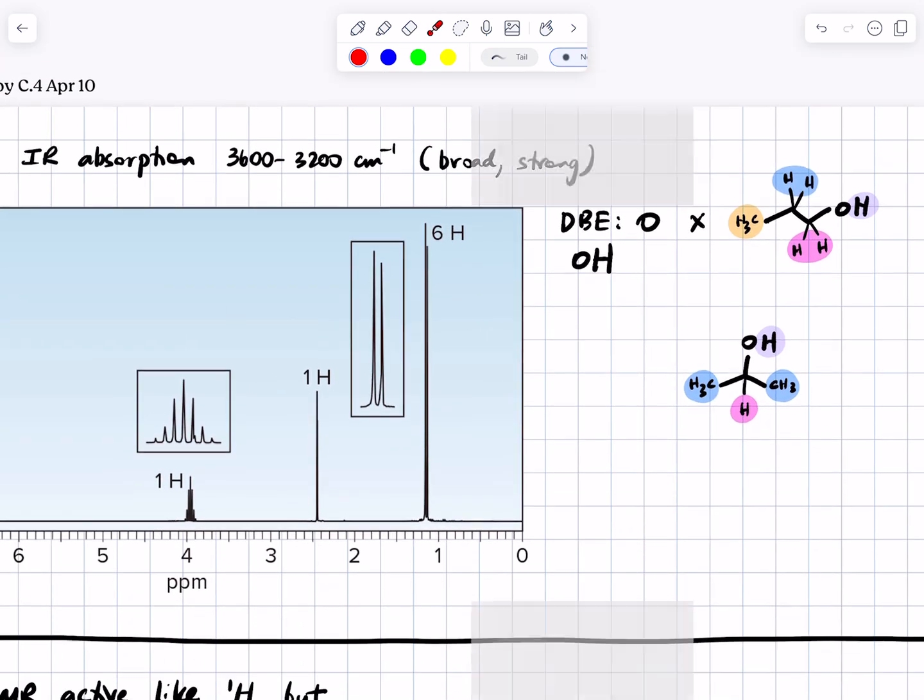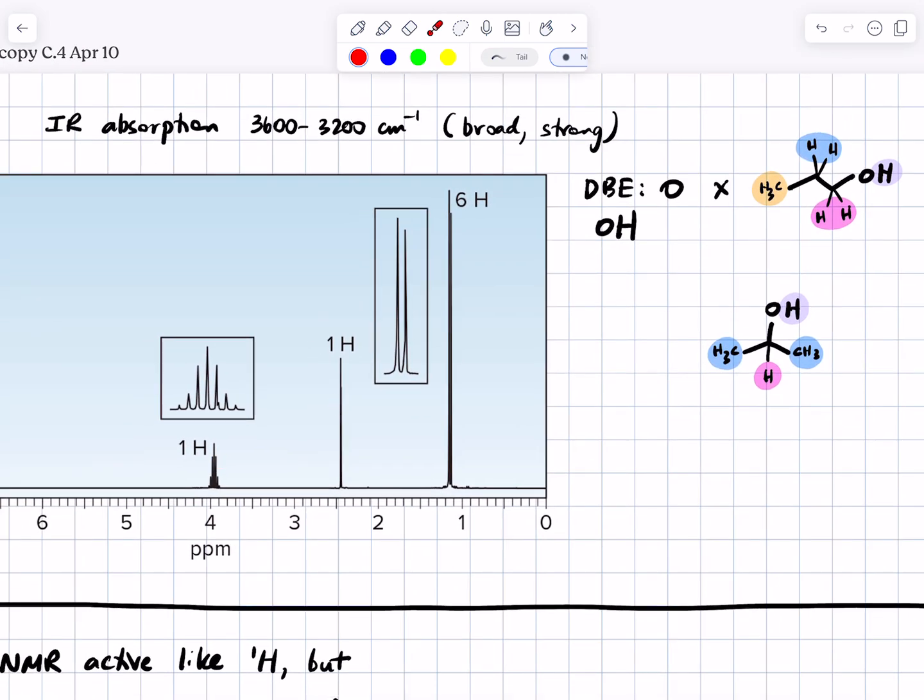Okay? Let's check out the spectrum. Indeed, 1, 1, 6. So that checks out. Integrated peak area checks out. Now, we could say we're done, we've solved it, but it's actually a really good idea, even when you think you know the answer, to just make sure your answer actually is consistent with all of the data.